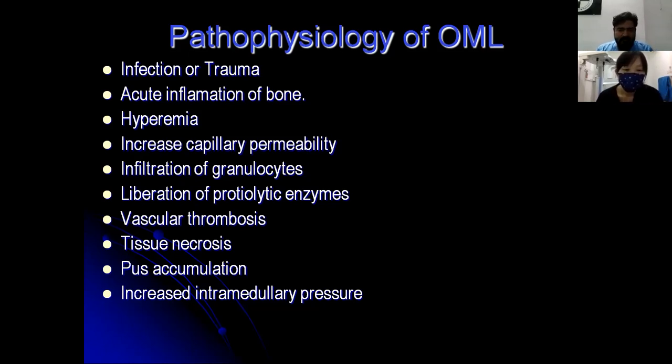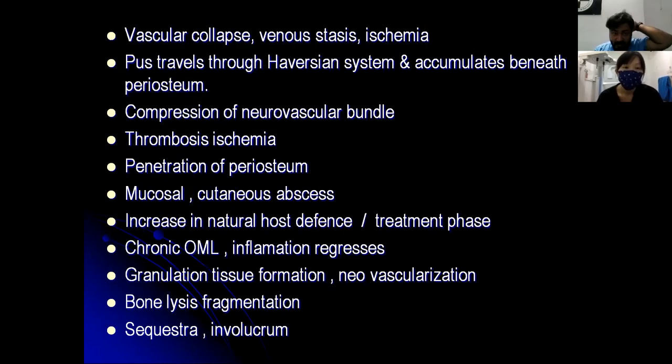So there will be increased intramedullary pressure. Now there will be vascular collapse and venous ischemia. The pus travels through the Haversian system and accumulates beneath the periosteum. See, these are all cases who are medically compromised, not healthy persons. Then compression of the neurovascular bundle, thrombus ischemia, penetration of the periosteum. It will come through the periosteum now, and mucosal and cutaneous abscess will be there.